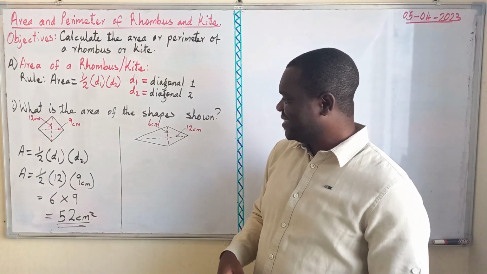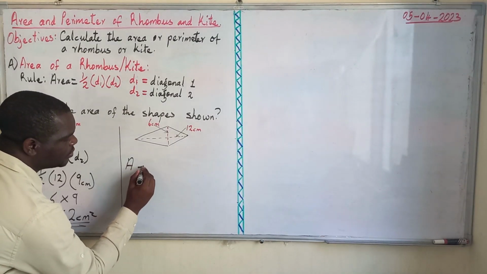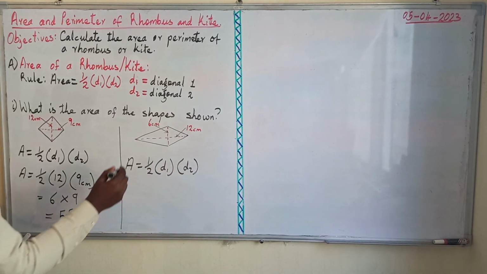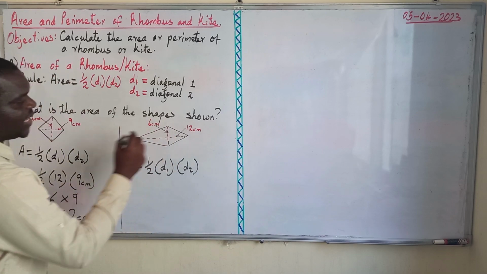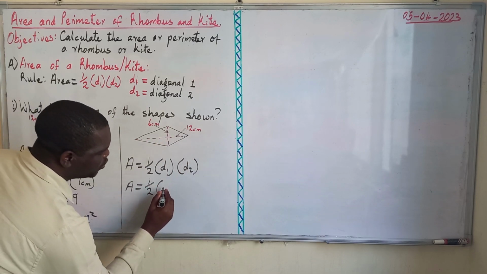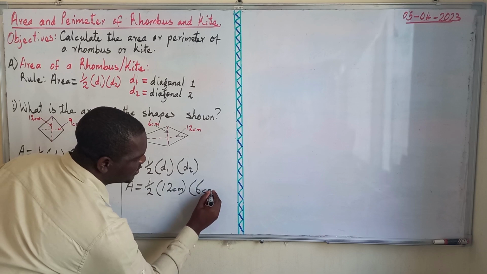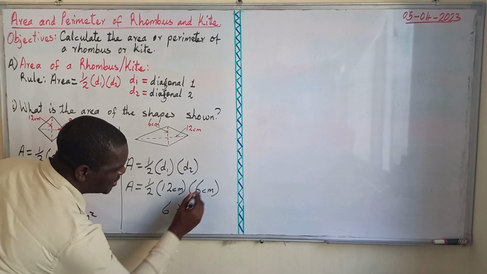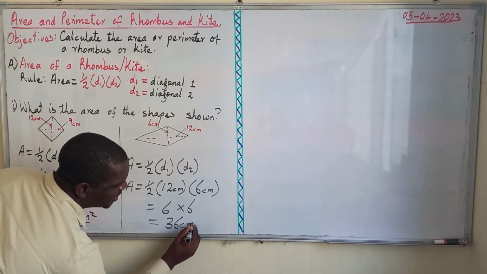How to solve kite? It is the same because the rule remains the same. Area will be equal to 1/2 d1 d2. We're going to take the longer line to be diagonal 1 and the shorter one to be diagonal 2. Area will be equal to 1/2 d1, as we've said, is 12 centimeters, and d2 is 6 centimeters. Half of 12 is 6, and if you multiply that by this 6, you're going to have 36 centimeters square.